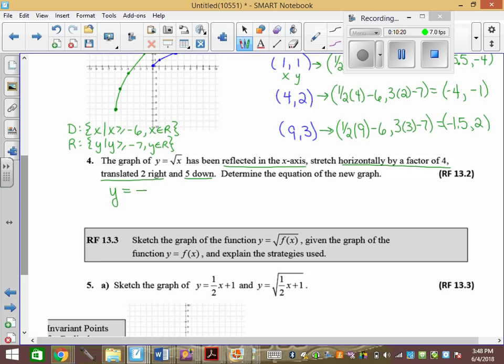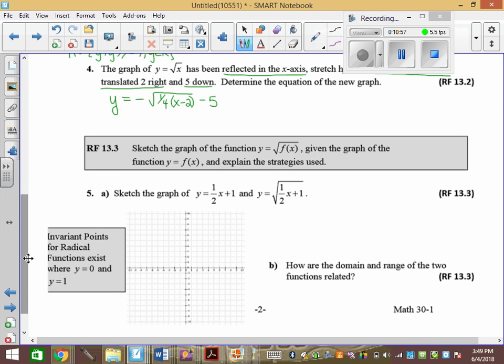Sorry, not negative, reflecting in the x-axis. So I'm going to get negative square root of 1 quarter, because of the horizontal stretch by factor 4, x minus 2, because it's 2 to the right, minus 5. Now, normally you would have to apply your stretch and reflections first. In this case, we don't have to because the original didn't have any. But had the original actually had some vertical translations, we'd have to apply the negative 1 to that as well before we translated.